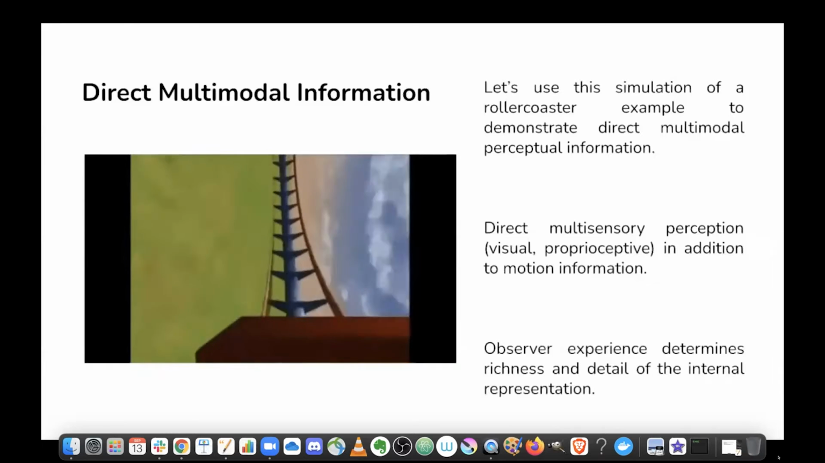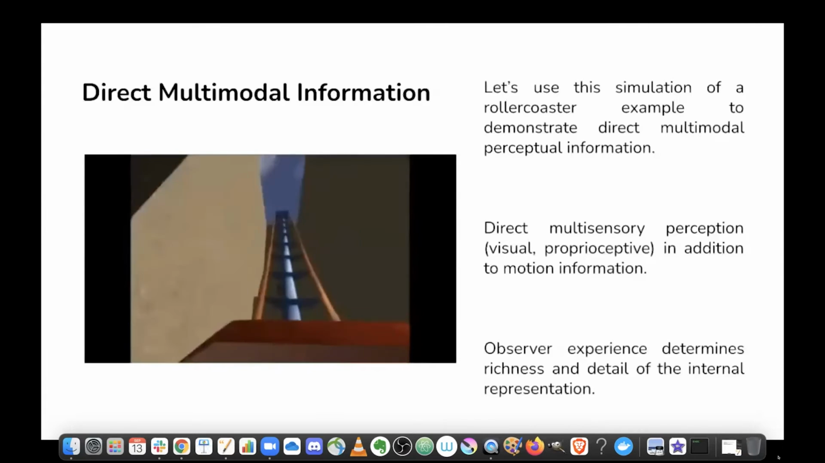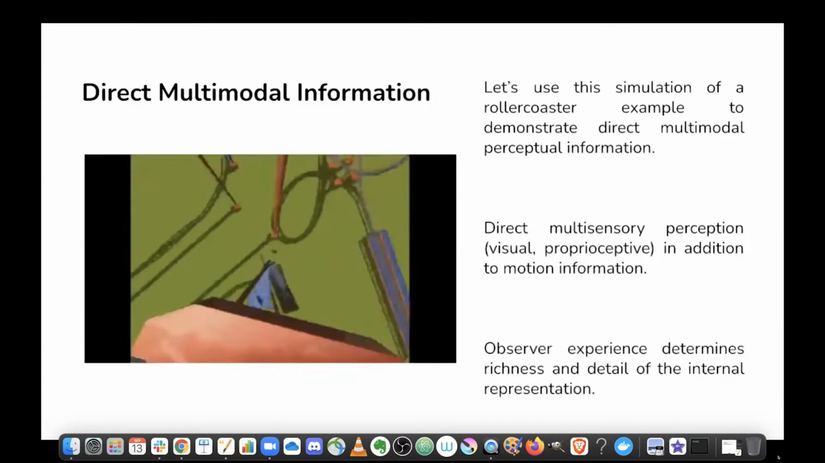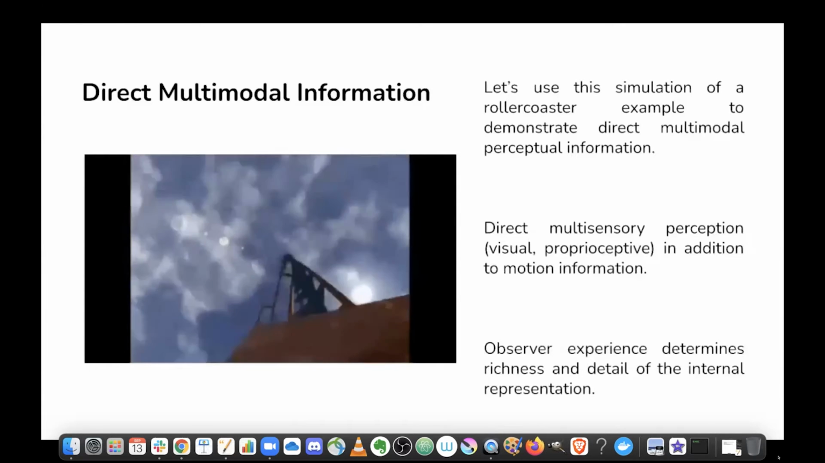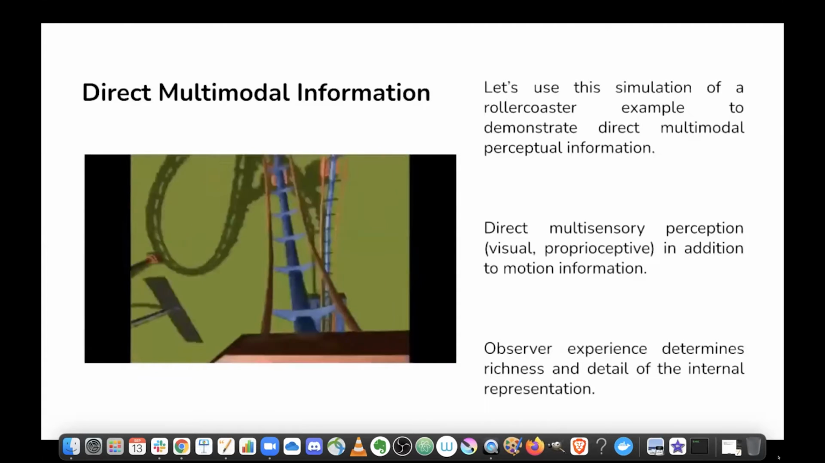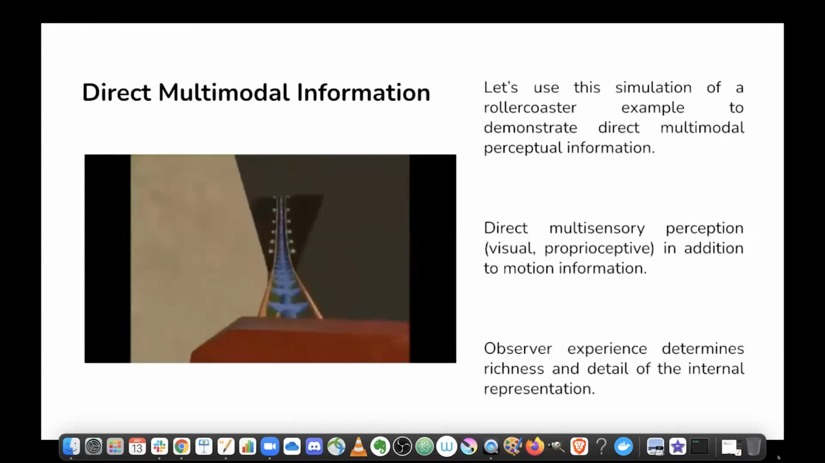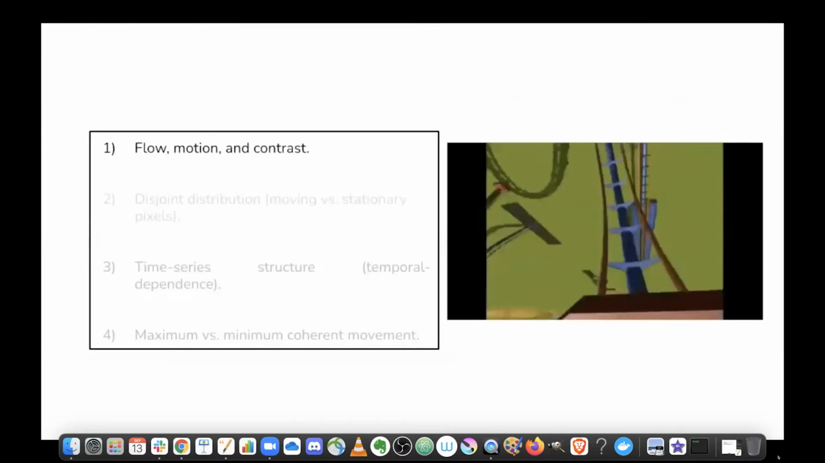The observer experience determines the richness and detail of the internal representation that results from this. So the observer, maybe if they have experience with a roller coaster, can actually feel the feedback, although they don't experience it directly. That's something they're gaining from their internal representation of riding a roller coaster, whereas someone who's never ridden a roller coaster before will get different Gibsonian information from the scene.